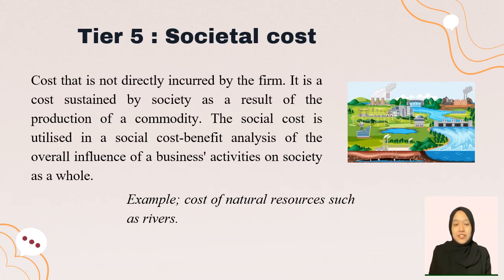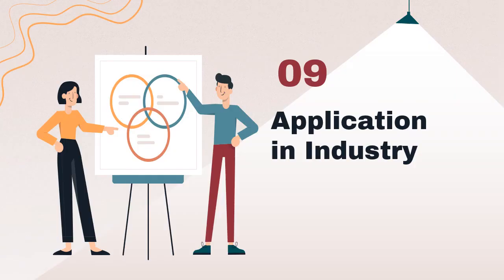Tier 5 is societal cost. Societal cost is a cost that is not directly incurred by the firm. It is a cost sustained by the society. Example of societal cost is cost of natural resources such as rivers. Thank you, and that's all 5 tiers of environmental costs. Next, we will discuss the application of environmental costs in industry.